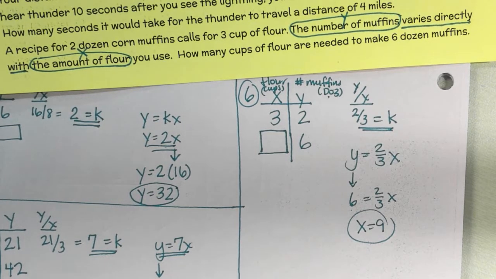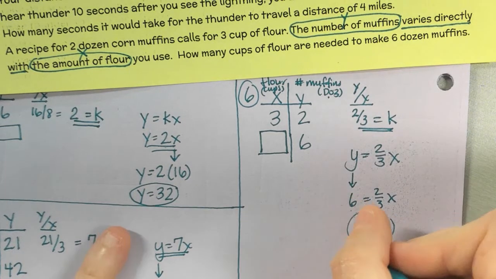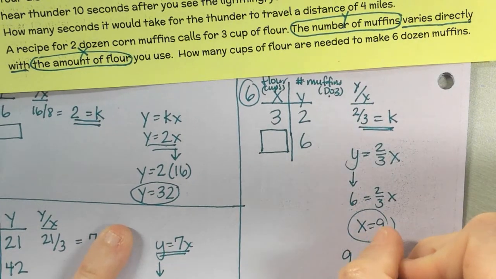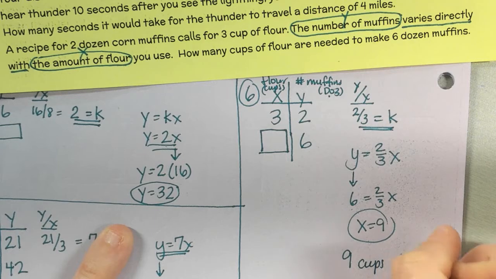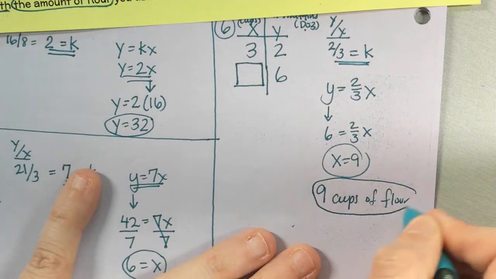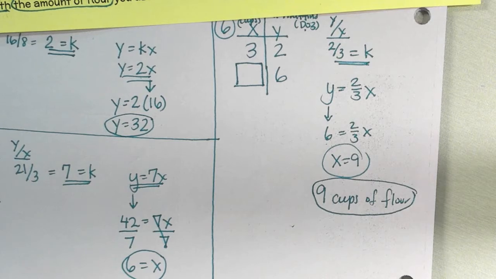Okay, now, word problem, word answer. 9 what? Of? So word problem, word answer. Okay?